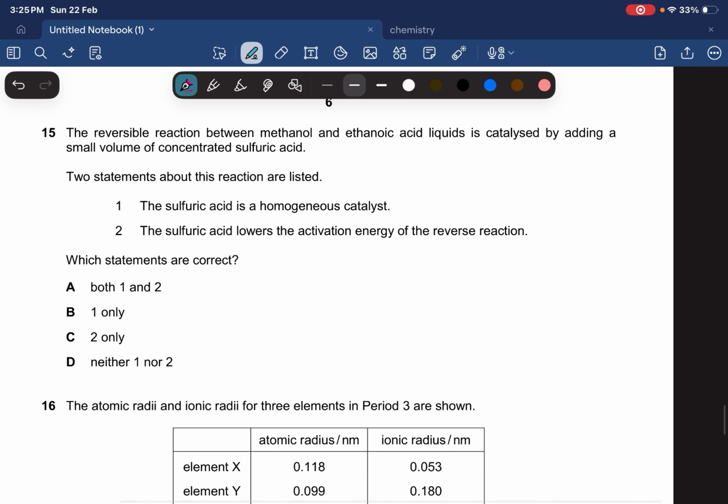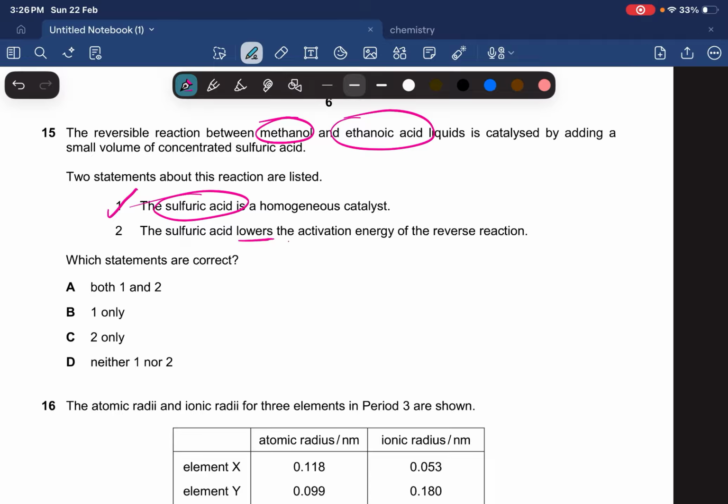Which statements about the reaction are correct? 2 statements. Okay, the reversible reaction between methanol and ethanoic acid. What are we doing? We're doing esterification. The reaction is catalyzed by adding a small volume of sulfuric acid. Sulfuric acid is a homogeneous catalyst. That's correct, because methanol is a liquid, ethanoic acid is a liquid, and sulfuric acid is a liquid. All 3 liquids, homogeneous catalysis.